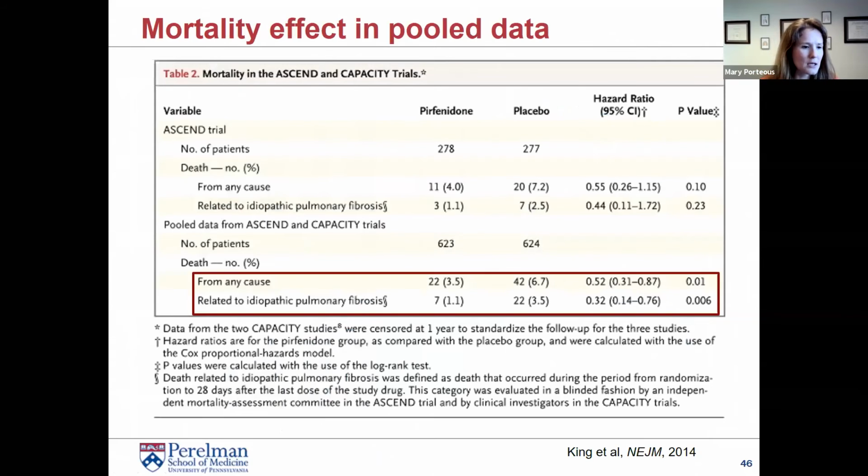Looking at mortality, death from any cause, there was a significantly reduced effect, and it was specifically related to IPF. That was significant, although the numbers were really small, and only when we pooled all three studies, ASCEND and the two CAPACITY trials. For the study that I just showed you alone, the ASCEND trial, there wasn't a significant reduction in mortality.